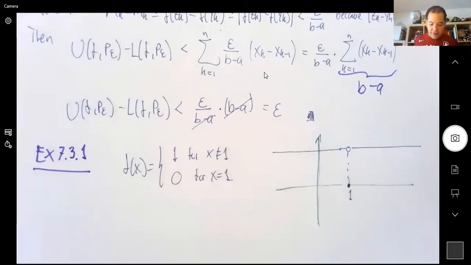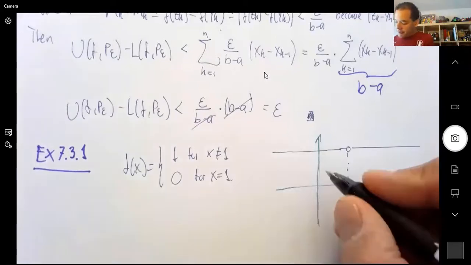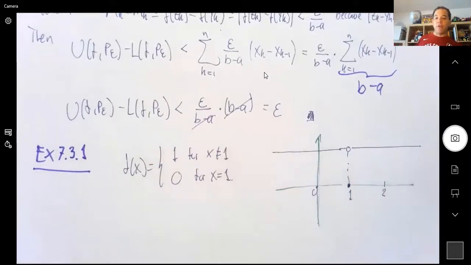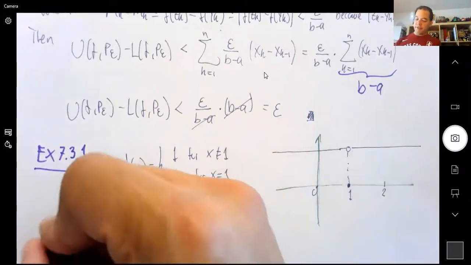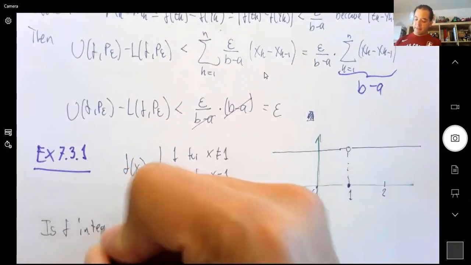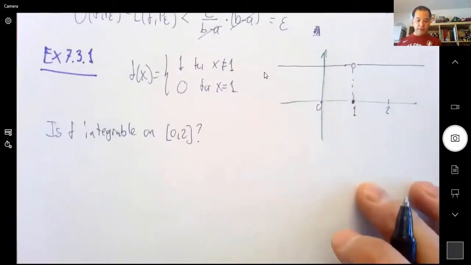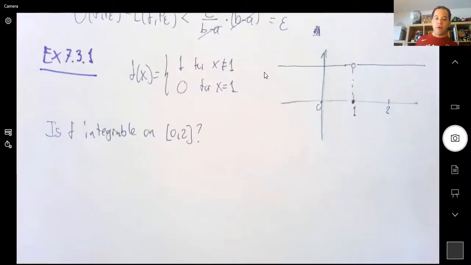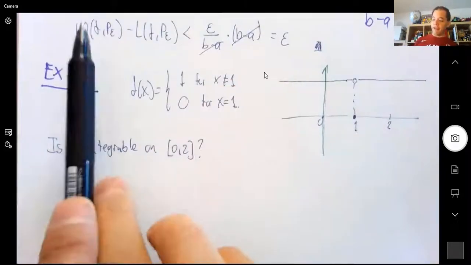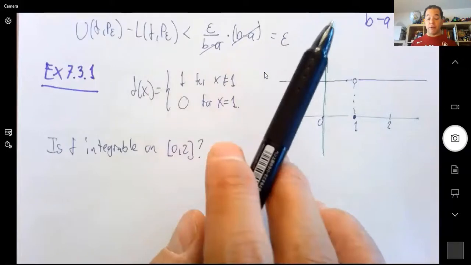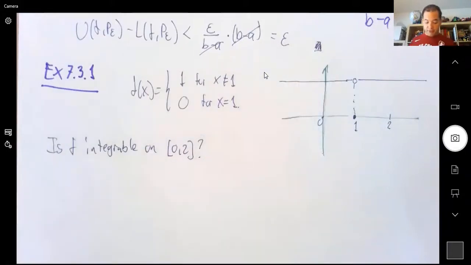So the question is, is this function integrable between 0 and 2? So it has a discontinuity, right? So we don't know. We cannot apply the previous theorem because it has a little discontinuity here. So is f integrable on 0 to 2? Who knows? Well, it's actually easy to do. We can just come up with a partition that will make this happen, right? If we make a partition so that the upper sum minus the lower sum becomes less than epsilon, then we know it's integrable, okay? So how do we do it?